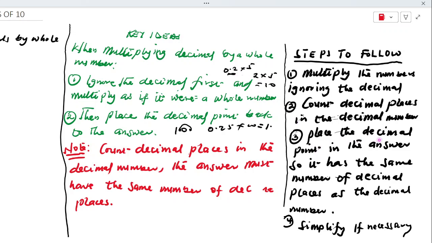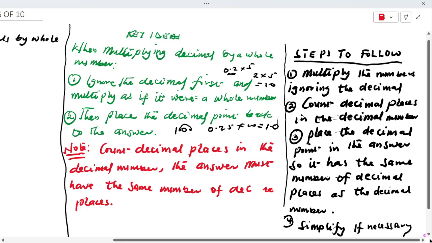Then after that, place the decimal point in the answer so it has the same number of decimal places as the decimal number. If it has one decimal place, as in this case, then the answer should also have one decimal place, as in 1.0. So you see 1.0 has one decimal place, meaning it has one digit after the decimal point. And then you simplify if necessary. There are times that you have to simplify.